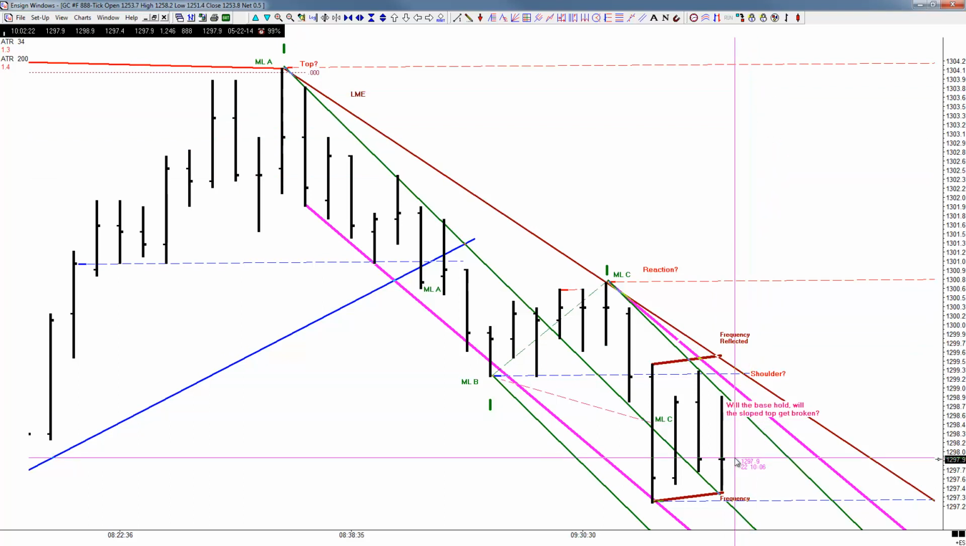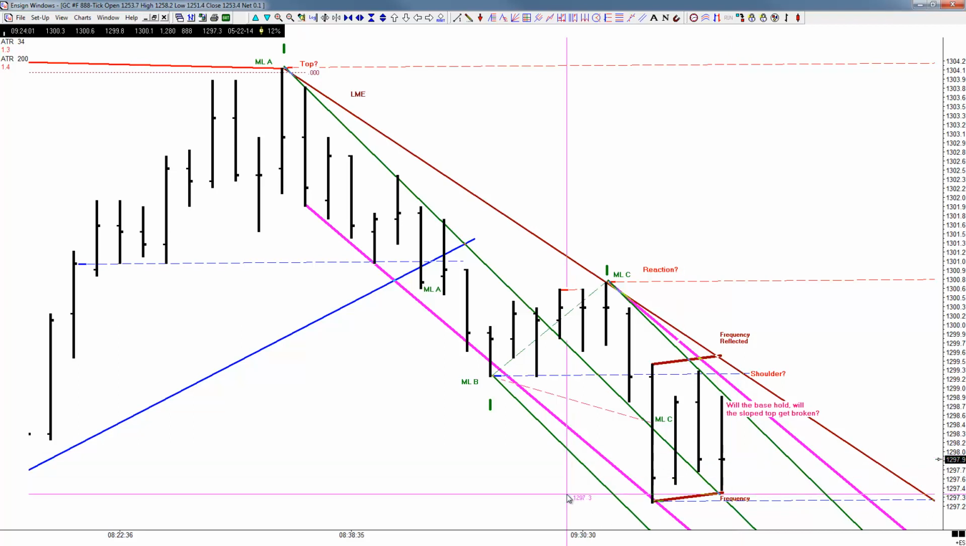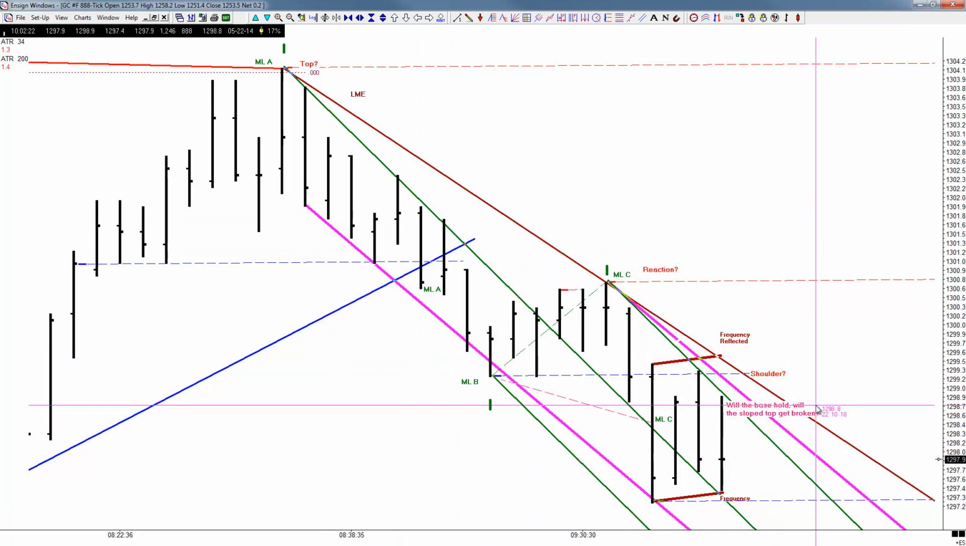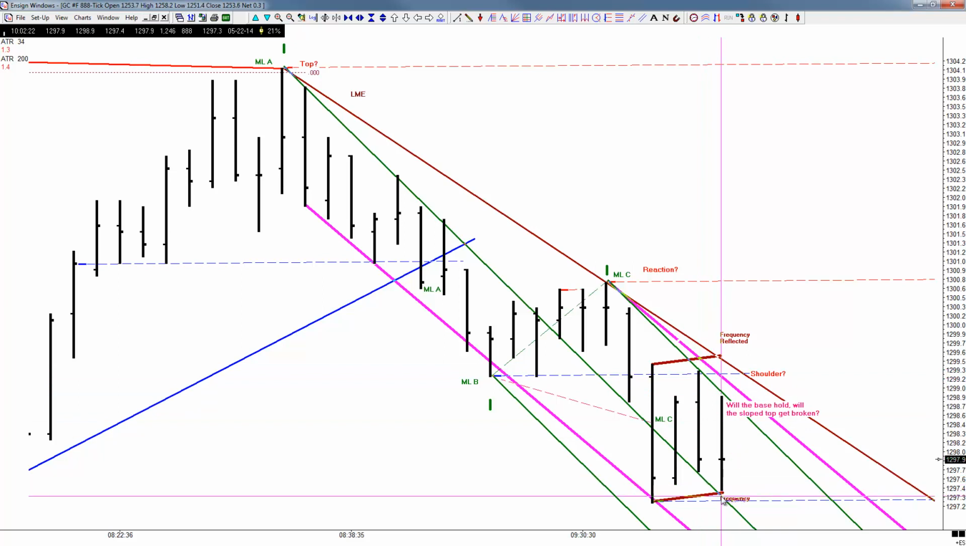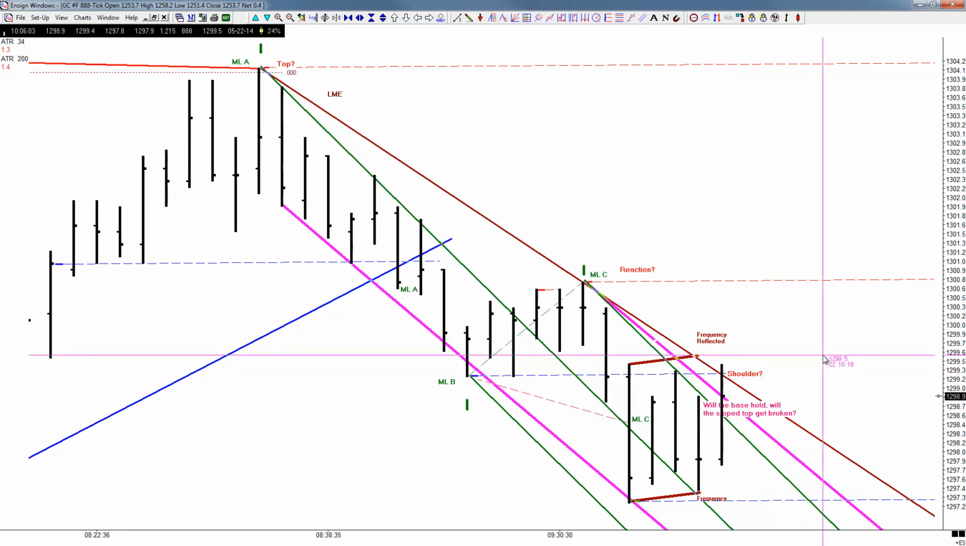Okay, we've come down $7. So maybe people are bottom picking a little bit. Also notice that we went right to our frequency and turned. We zoomed the median line, touched the upper parallel. Now we've retested the median line. Now we're back up. So let's see what we get.